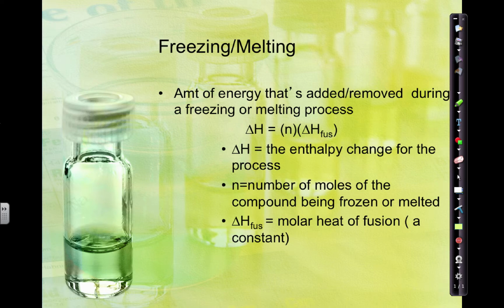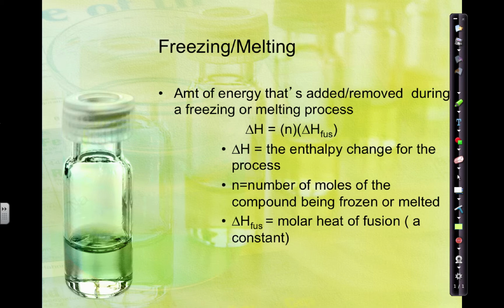So if you freeze or melt a substance and you want to know the energy that goes into it, you could take the number of moles, which is n, and multiply it by something called delta H of fusion. So this is the molar heat of fusion. It's a constant value. It'll be different for every substance, and the same number is used whether you freeze or melt something, and it will be positive or negative based on what you're doing.